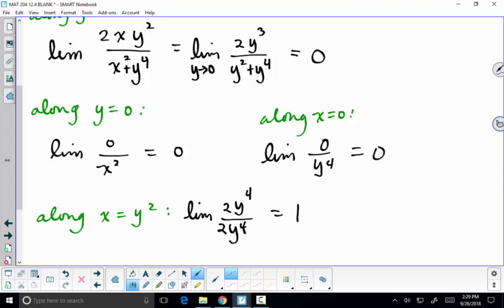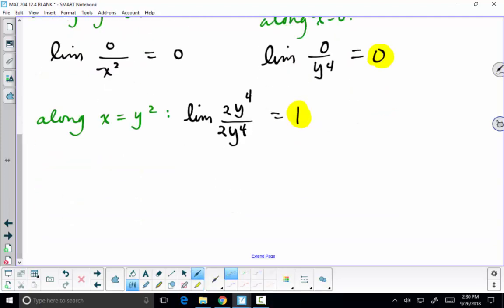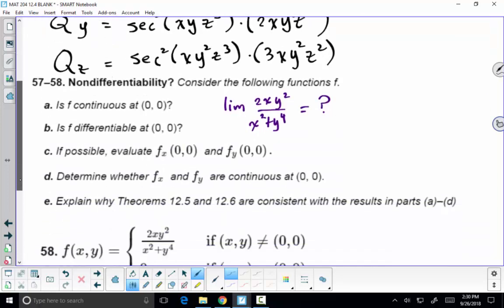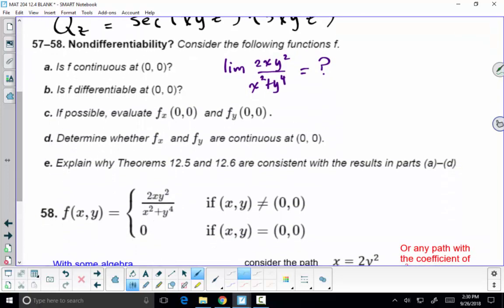1. So along that path we have a different limiting value, so the limit does not exist, because we have 2 different values along 2 different paths. So our conclusion is that the limit does not exist. Therefore, it is not continuous. Therefore, it is not differentiable. That's true, yes. So right here, is it continuous? No, because the limit does not exist.